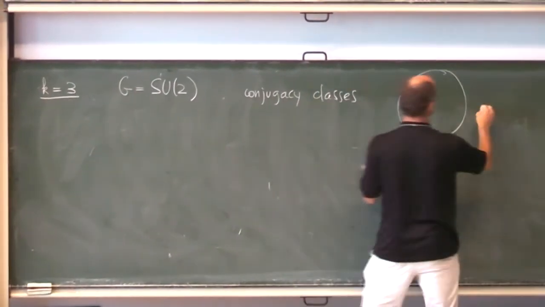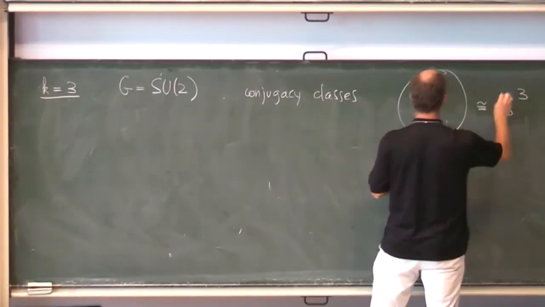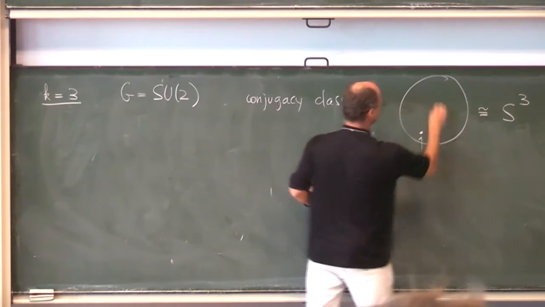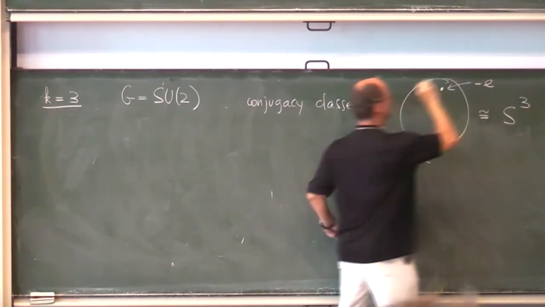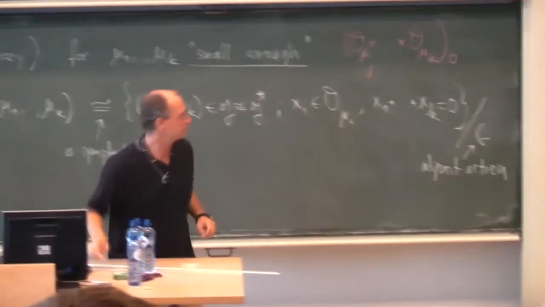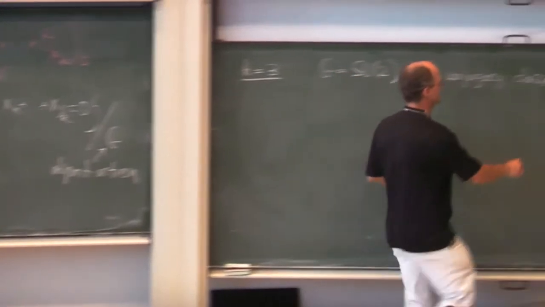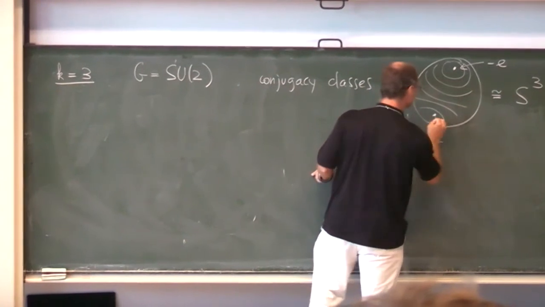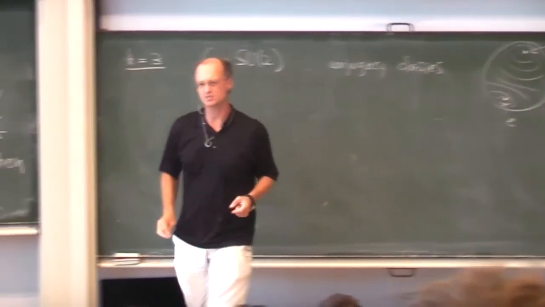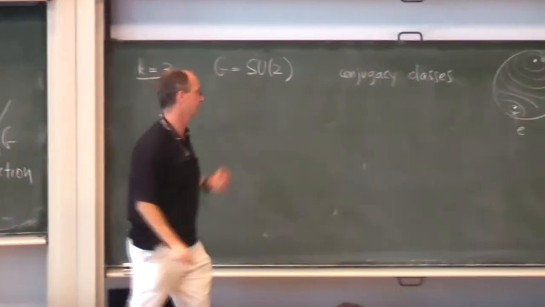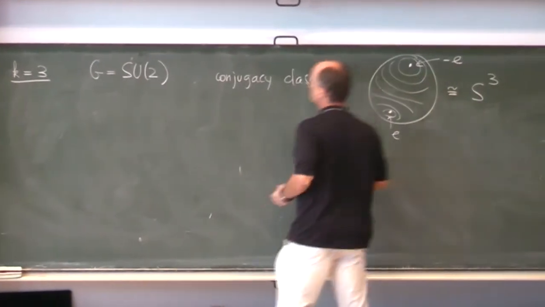Now, what do the conjugacy classes look like? SU(2) is like a 3-sphere. Here you have the group unit, and here you have the other central element, minus the group unit. When SU(2) acts on itself by conjugation, it gets foliated into 2-spheres, which go between those 2 central elements. That's pretty much like the picture of a 2-sphere foliated by circles, and there are 2 poles. So this means that typical conjugacy classes are 2-spheres.